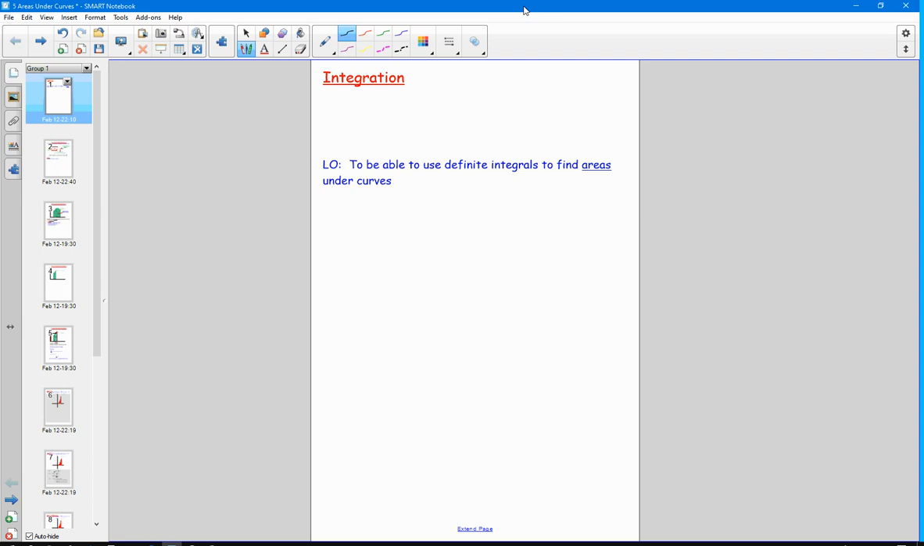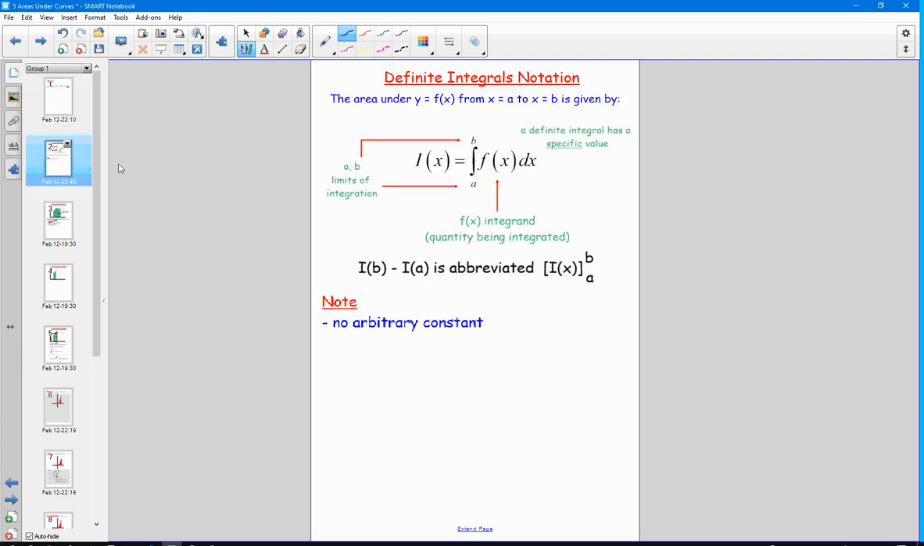So our fifth lesson in our series of lessons on integration is looking at an application of what we learnt in lesson 4 on definite integrals to find the area underneath curves. Last time we looked at the definite integral, which is an integral which has a specific value, which is evaluated using these limits of integration, a and b.